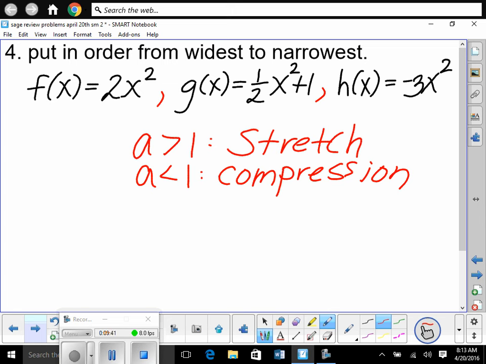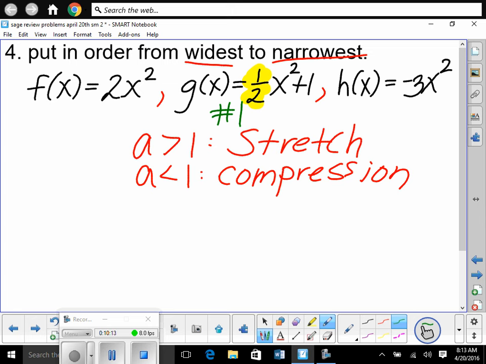So it says put it in order from widest to narrowest. Widest would be most compressed, and narrowest would be most stretched. So first of all, what is the widest out of these? The second one. Isn't that a value the smallest, people? So that's our widest. This is number 1, widest.